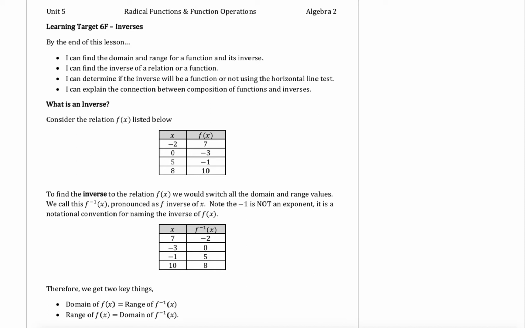To find the inverse of any relation, we switch all of the domain and the range values. Now for some notation, we call the inverse f inverse of x. The -1 in the superscript is not technically an exponent. It is instead a notational convention used for naming the inverse. So we pronounce this as f inverse of x, and again, that -1 is not an exponent. By definition, the inverse switches all of the domain and the range values.